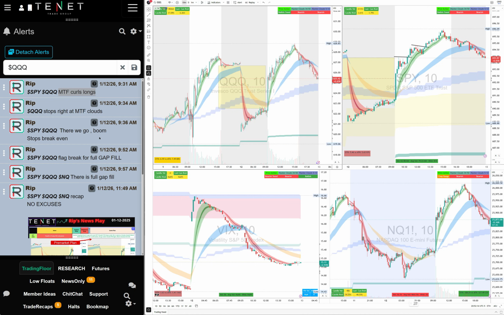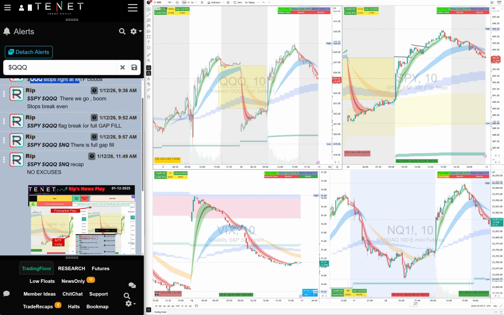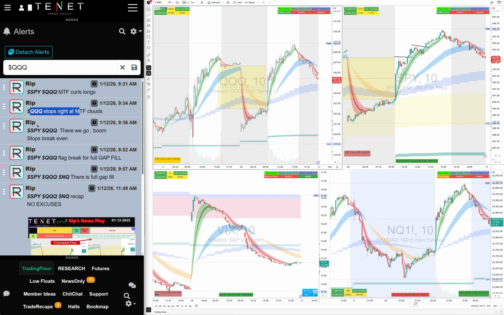And let's look at my lifetime guidance here. You see that we had stops right at the MTF clouds, and I did not tell the traders to exit until end of the day. So let's take a look. We always take first profits into 10 a.m. As soon as we hit 10 a.m. we fill the gap. Remember, this is a gap fill setup.